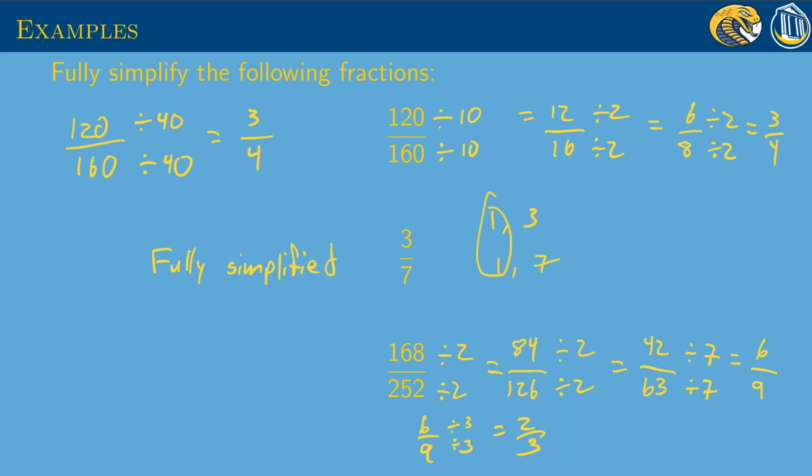Now, if your brain is bigger than mine, you could have done this in one step right from the beginning, 168 over 252. If you recognized, hey, both of these are divisible by 84, then you could have jumped right to 2/3. But there's no shame in taking several steps to get the right answer. You have to make sure that once you reach an intermediate step, like 42/63, you don't just stop there. You have to check to make sure that it's fully simplified, that you get something that can't be reduced any further.